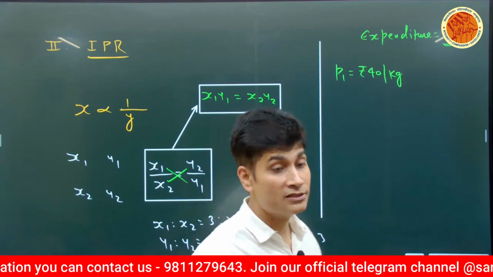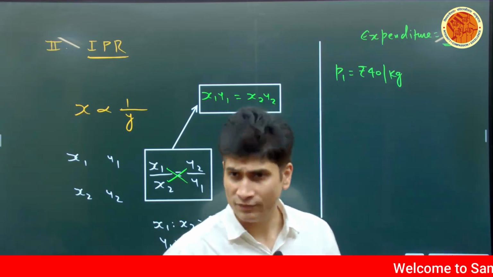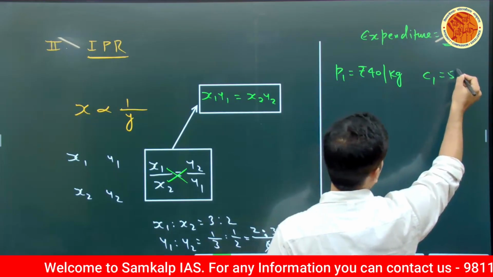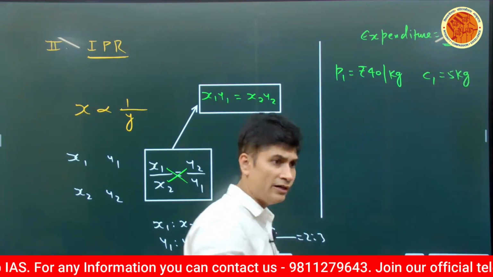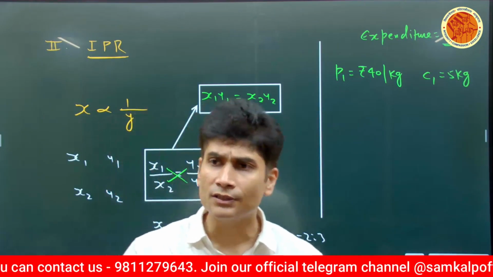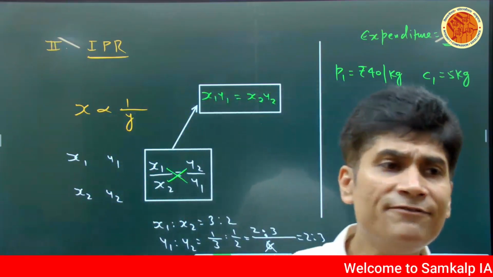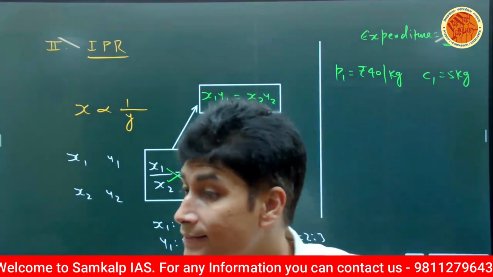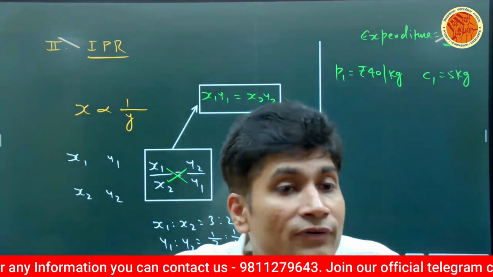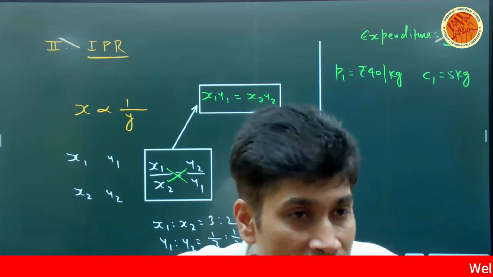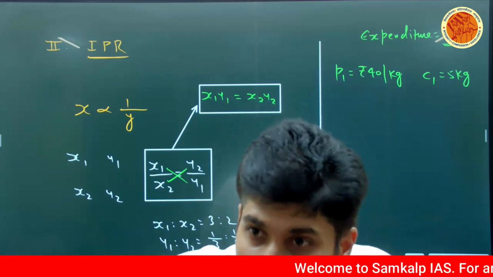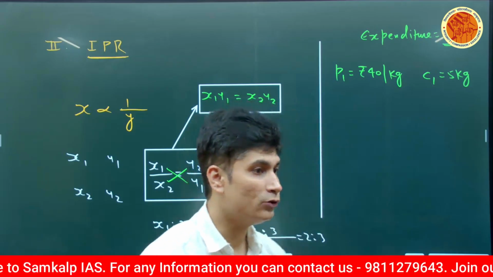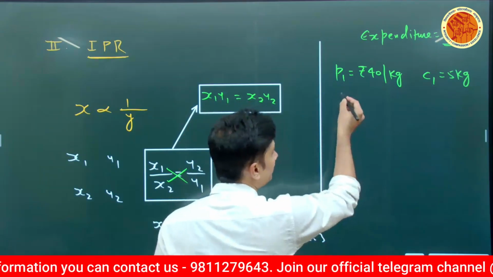So how much is my family consuming? 5 kg is the consumption. Yes, 5 kg is the family's consumption right now. Now the question is, if I wake up on the final day and see that the price of the sugar has increased by 25%. So if the price of the sugar increases by 25%, how much is the increase?